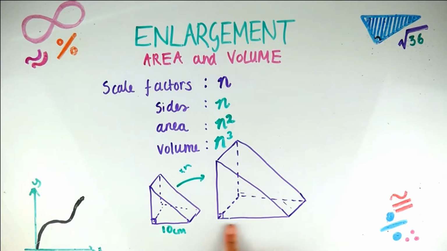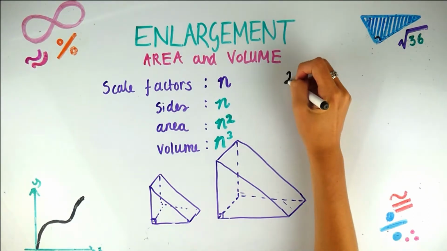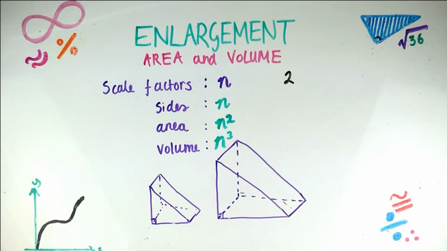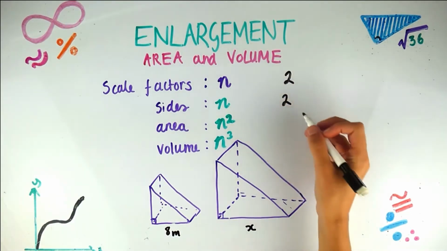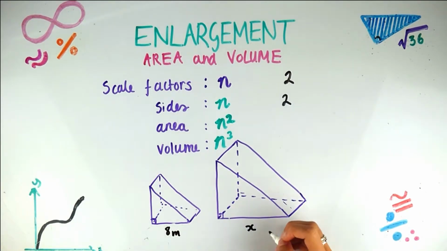So, for example, let's say I have these two 3D shapes here, and these are mathematically similar shapes, and I say it has a scale factor of 2. If I said that this side was length 8 metres, what is the side of x? Well, I know it's a side, so the scale factor is still just 2, so this is going to be 8 multiplied by 2, so 16 metres.